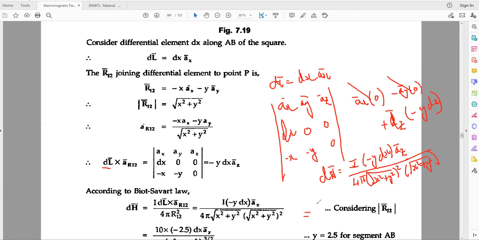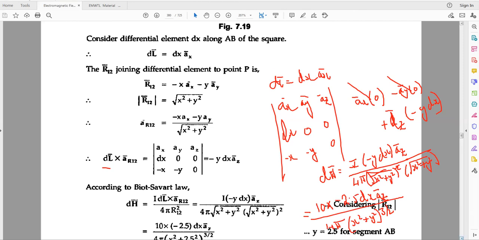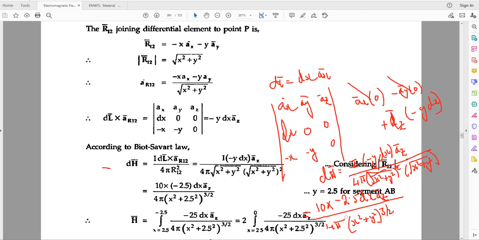Now what is the current given? 10 into y is also given, that is minus 2.5 dx, az bar, and the 4 pi, the square root gets cancelled, and here the x square plus y square whole power 3 by 2, because here it is power 1 and here it is power 1 by 2. 1 plus 1 by 2 is 3 by 2. Okay, and y we already take that is minus 2.5 here. Y square is also minus 2.5 whole square, means 2.5 whole square. You can substitute here also the 2.5 whole square.